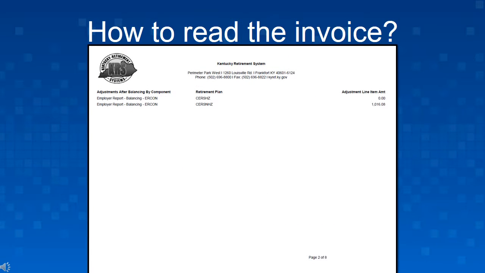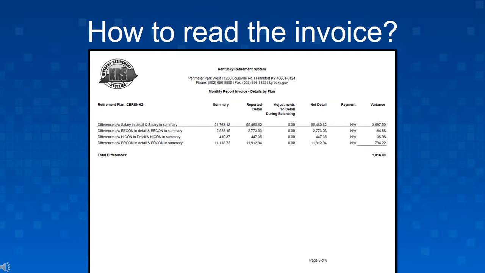Page 2 of the invoice, following the summary of the balancing variance, starts the breakdown of the variance, first by retirement plan. In this example, it shows the variance occurred in the CERS non-hazardous retirement plan. Page 3 of the invoice expands the information from page 2 and breaks down the variance through the different contribution levels on the retirement plan. In this example, it shows the employee contribution part is $184.88. The health insurance contribution part is $36.98, and the employer contribution part is $794.22.